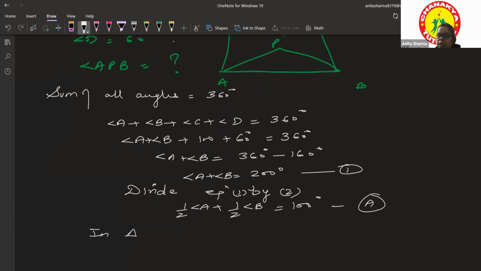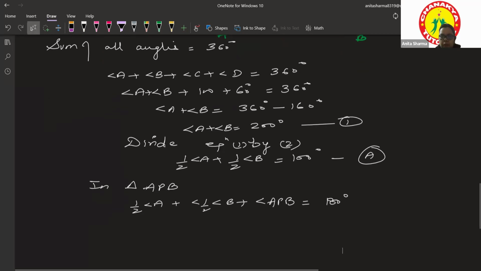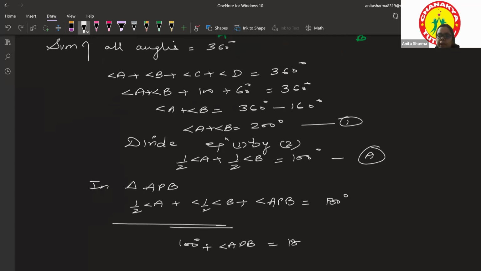So you can take in triangle APB: half of angle A plus half of angle B plus angle APB. Half of angle A is this, half of angle B is this angle. Now we have to find this angle. So by the triangle angle sum property, the sum will be equal to 180. Now instead of half of A and half of B, we will write here 100 plus angle APB is equal to 180 degrees. So angle APB will be equal to 80 degrees. Understood, children, what we have to do here?